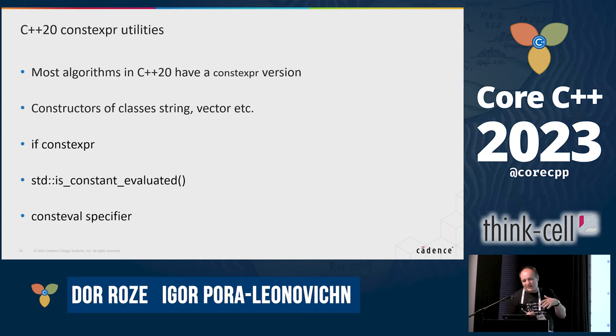Constructors of classes like vector, string, and many others are constexpr as well. There is the if constexpr construct, which we will talk about a little bit later. There are also is_constant_evaluated, and the consteval specifier that was added in C++20. There is nothing special to expand on the first two bullets, just that algorithms that you're familiar with can be run in a constexpr context.